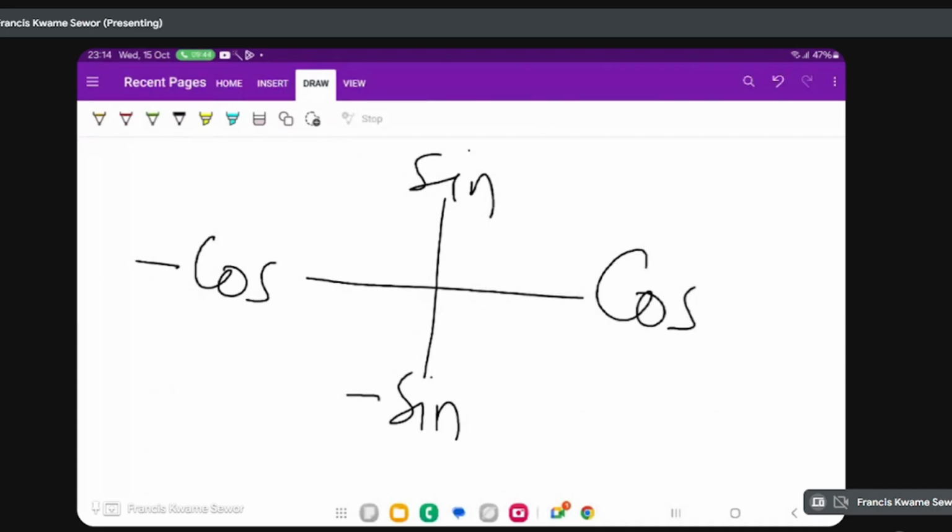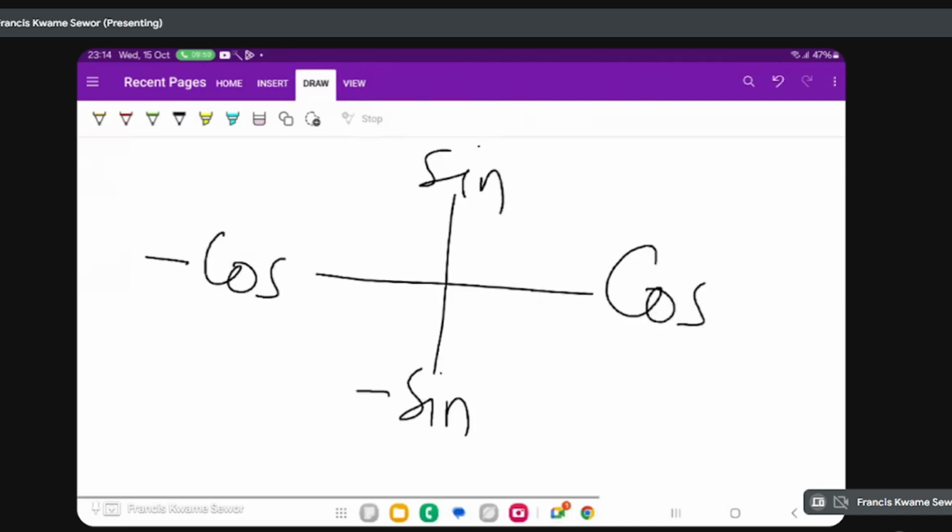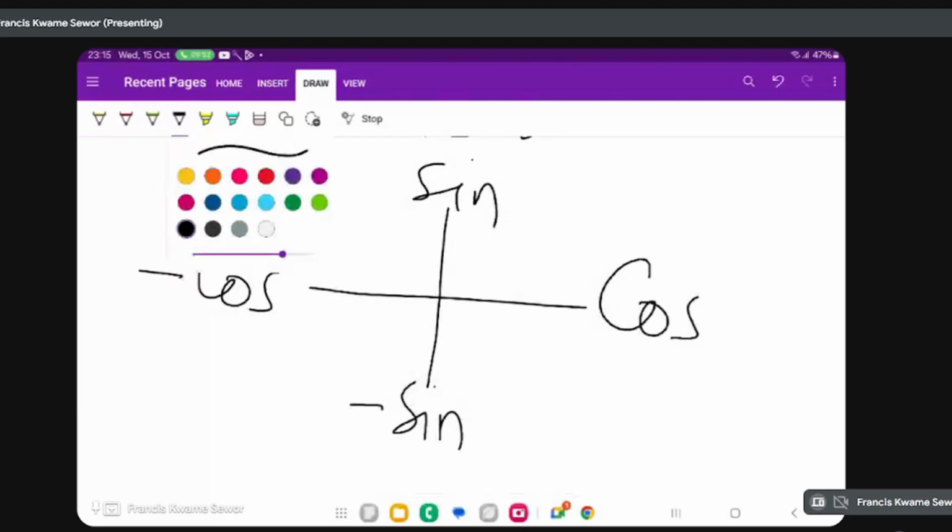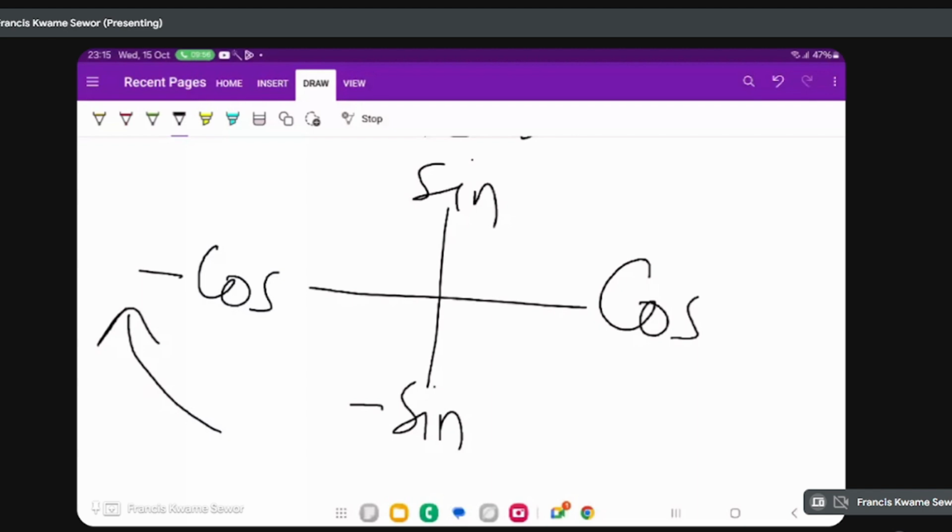So this is what I give them. If you are doing differentiation, you go in the clockwise order like this. If you go like this, you are doing differentiation. But if you go like this, you are doing integration. So if you integrate a sine, you should get a negative cos. If you integrate a negative cos, you get a negative sine. You get the map? Yeah.